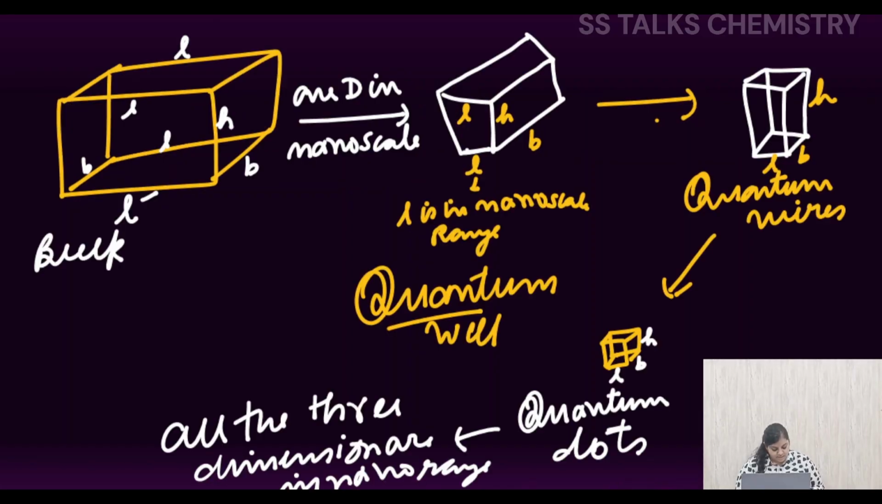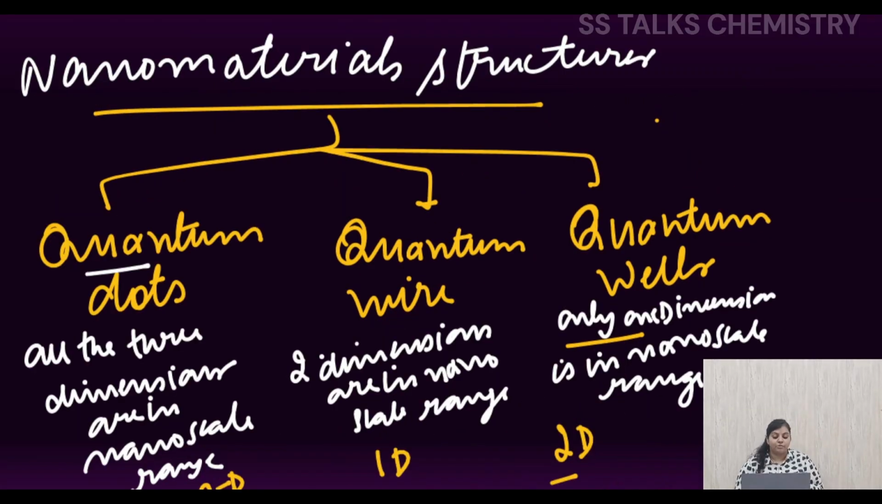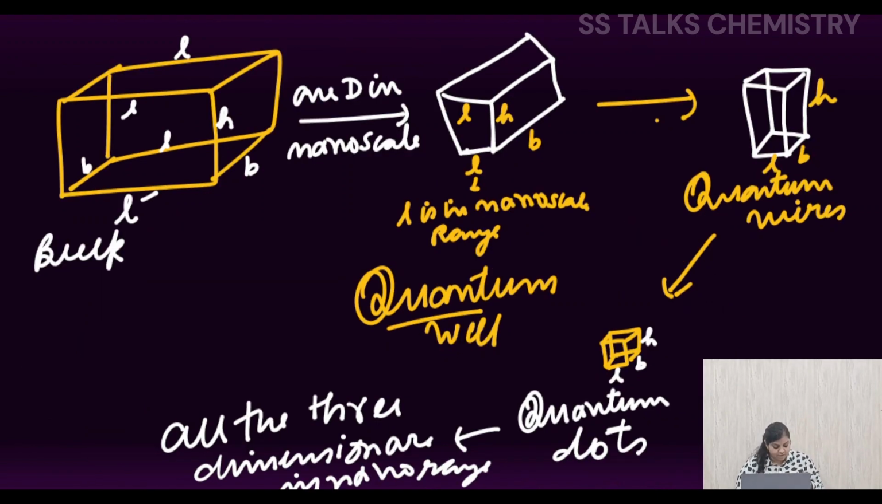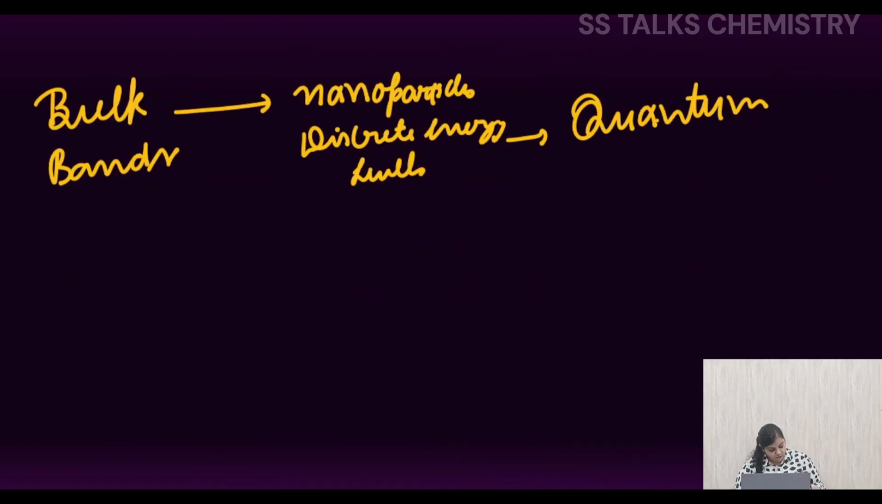So this is basically the general structure of your quantum dots, that is your 0 dimensional, 1 dimensional, and the 2 dimensional, and this is how you can draw them.